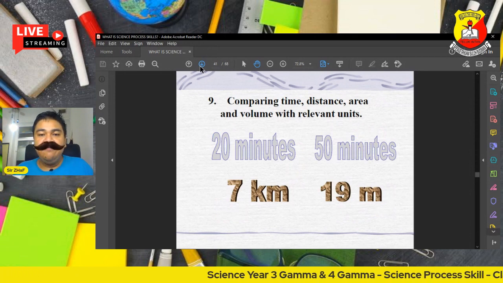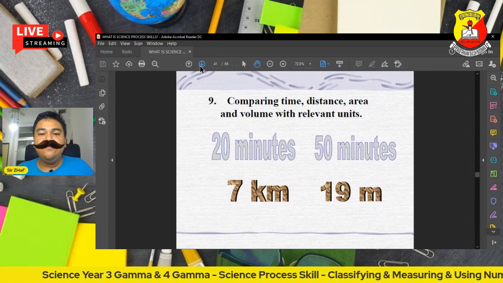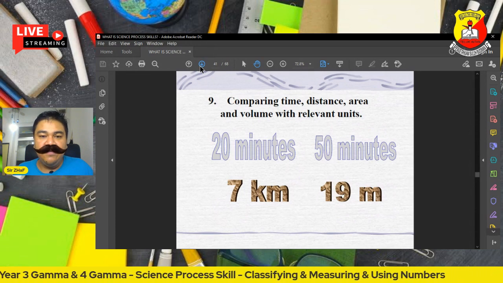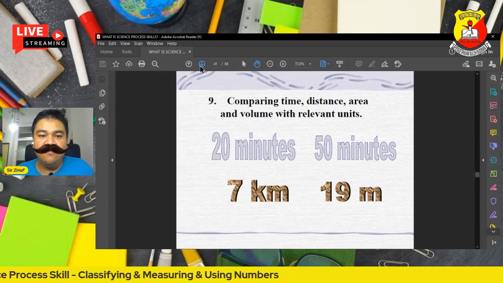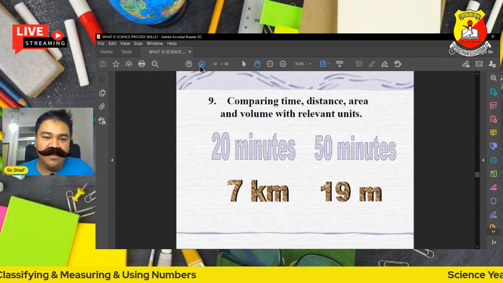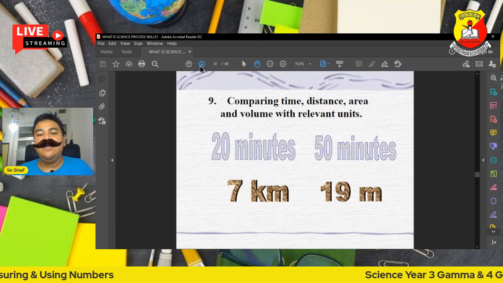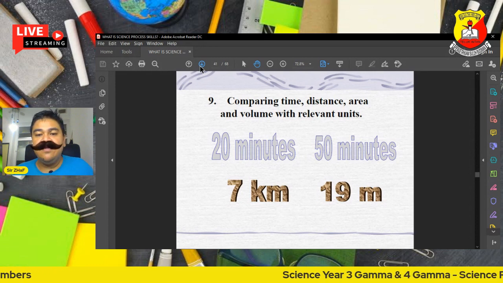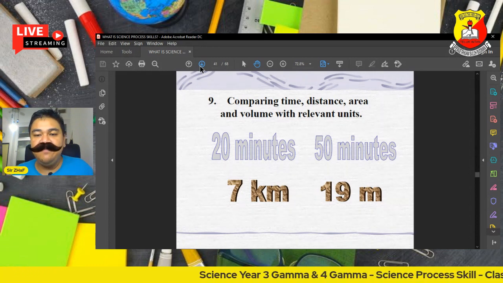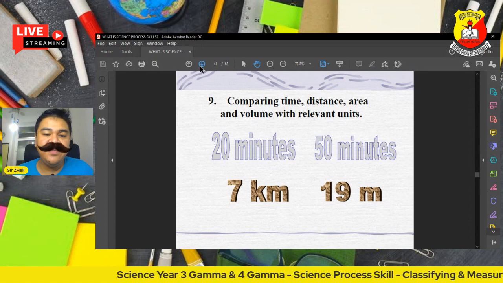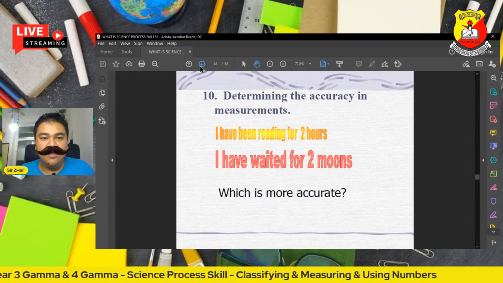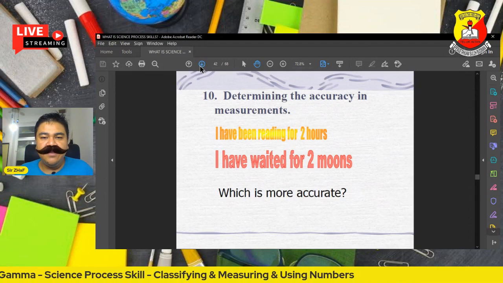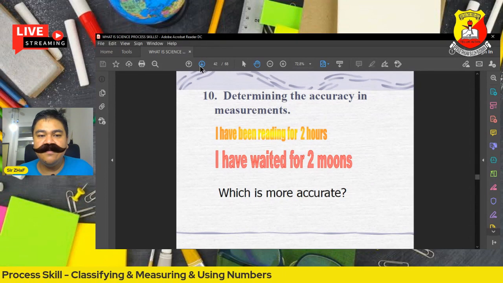Again, comparing time, distance, area and volume with relevant unit. 20 minutes. So this class will be held for 20 minutes. I can run at least 50 minutes. 7 kilometers, 19 meters. Okay, number 10, determining the accuracy in measurement.